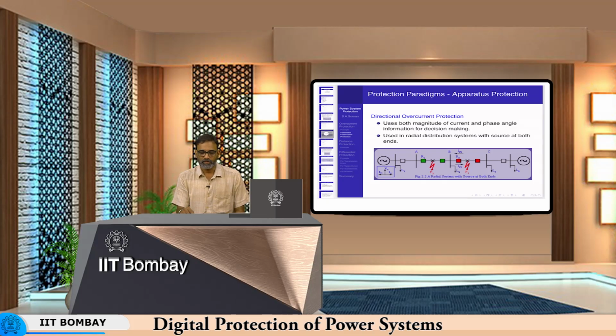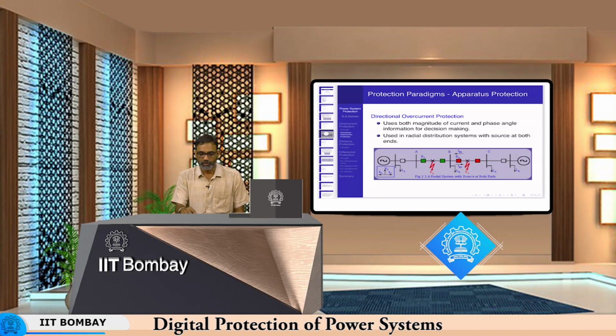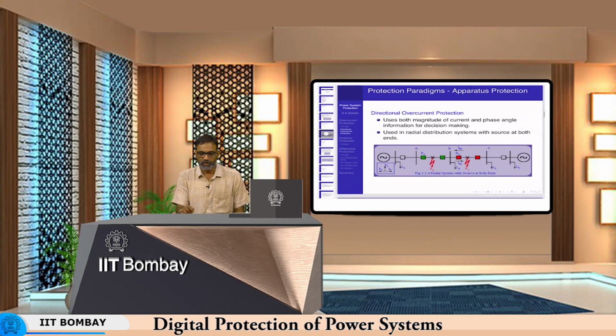In the last class, we saw protection paradigms in terms of the apparatus protection or unit protection. We ended the class at directional overcurrent protection, where we use the bus voltage as a discriminant or the polarizing quantity to discriminate the direction of the overcurrent. So now we will move on.